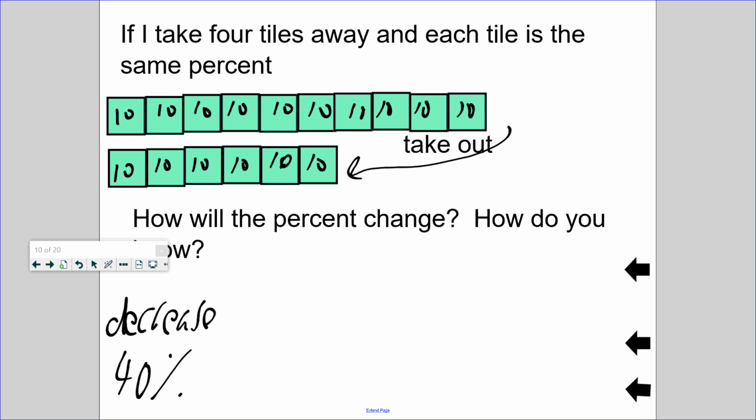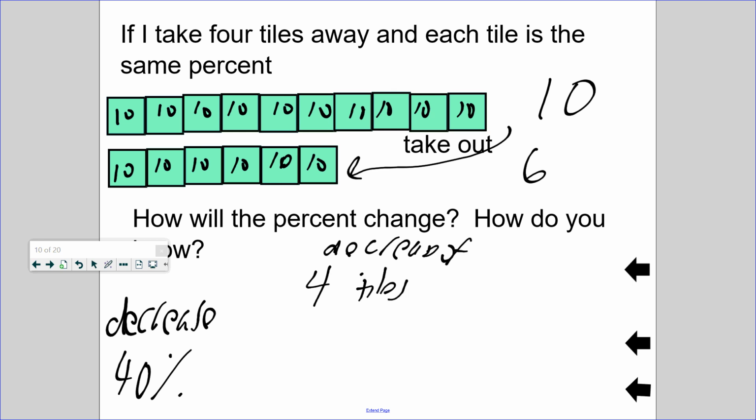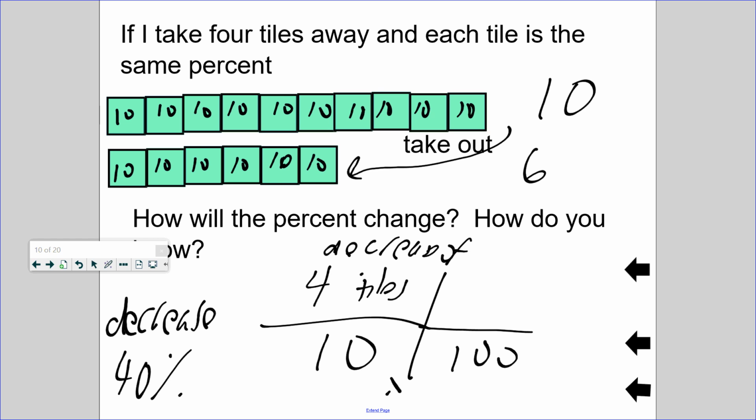So how can we do it with percent, with tiles? There are 10 tiles here and there's 6 tiles. How did the tiles change by? The number of tiles changed by 4. There's a decrease of 4 tiles. What was the original picture? 10 tiles. How can you change 4/10 into a percent? Times 10, times 10, 40/100, or 40%.